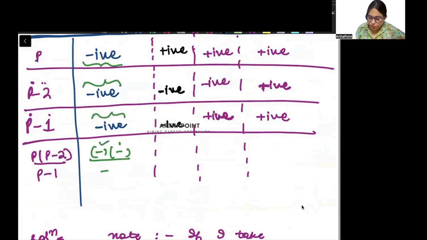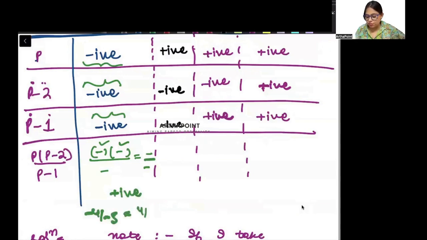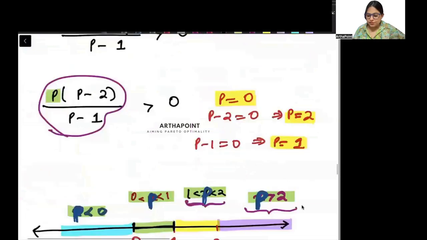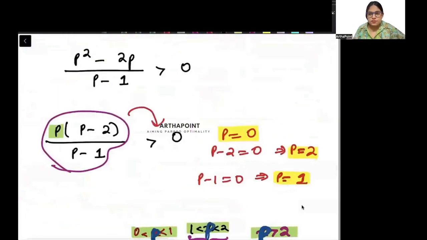तो negative into negative will be positive, and positive divided by negative will be negative. Wait, let me redo this: the fraction is negative into negative divided by negative... तो negative divided by negative is positive beta. जैसे -4 divided by -5 is 4/5. Negative divided by negative is positive. So we will get positive here. Finally, हमारा fraction will be positive. ठीक? We want this fraction to be positive.